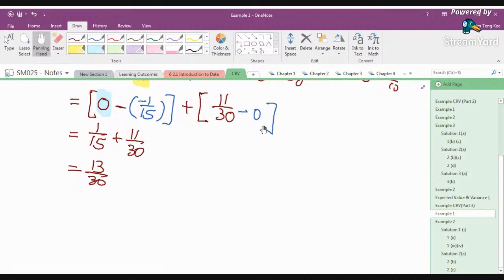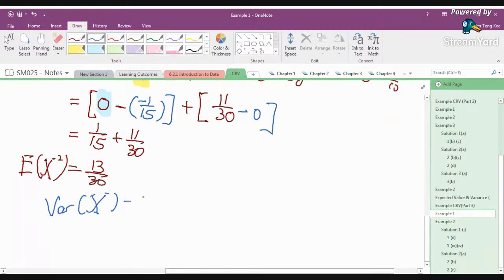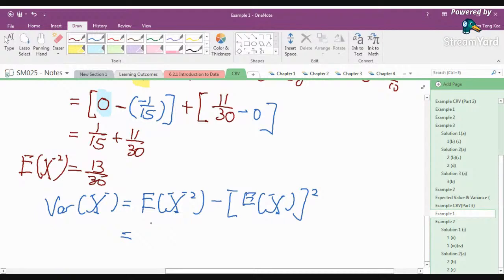But please be aware, this is not the answer for the variance. We haven't reached the answer for variance. Remind yourself, this is actually just EX squared that we're calculating. To find the variance, it equals EX squared minus the square of the expected value. So you have 13 over 30 minus the square of the expected value. Just now we got this as 0.4.